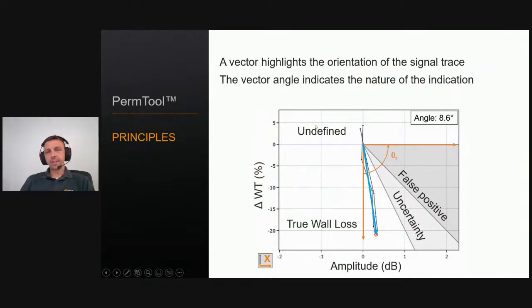So all this information will be synthesized in a graph where we have the variation of wall thickness on the y-axis and the amplitude of the signal on the x-axis. Mainly, the information will be summarized with a vector and a trace, the vector in blue and the trace in black. And their location in the graph will give us information on whether the indication is a true wall loss, possibly a true wall loss, or a false positive indication.